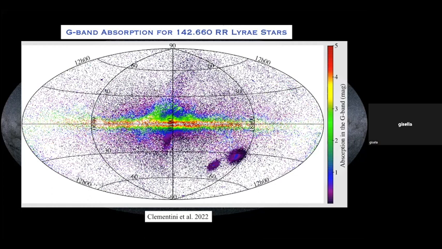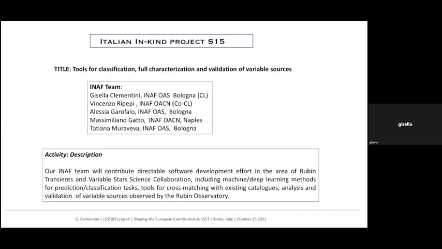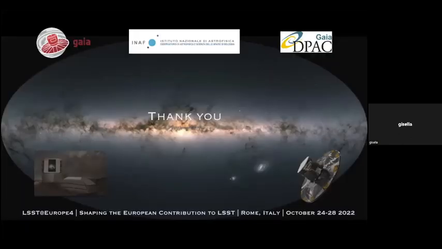sources in the data stream. And in fact, we are already planning to contribute some software and work on this field. And there is an in-kind project on this with the title Tool for Classification, Characterization, and Validation of Variable Sources. And with this, I conclude.